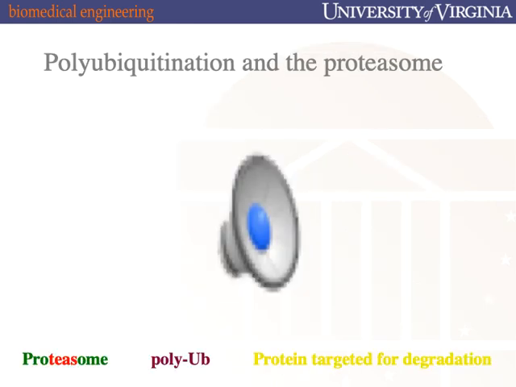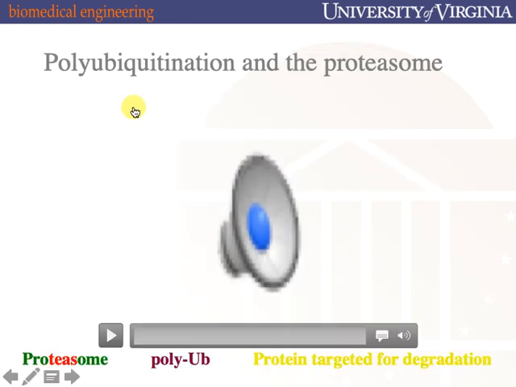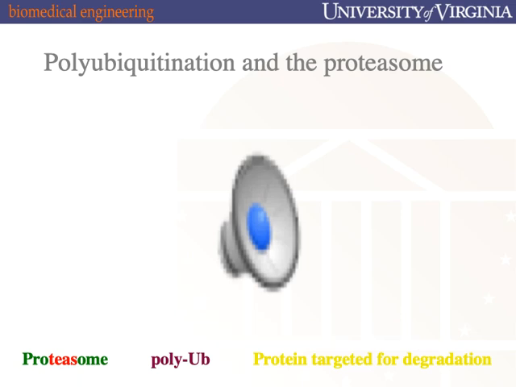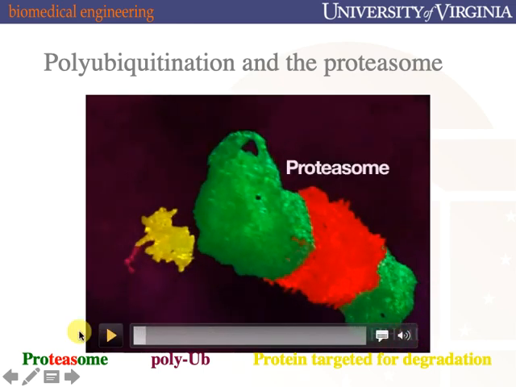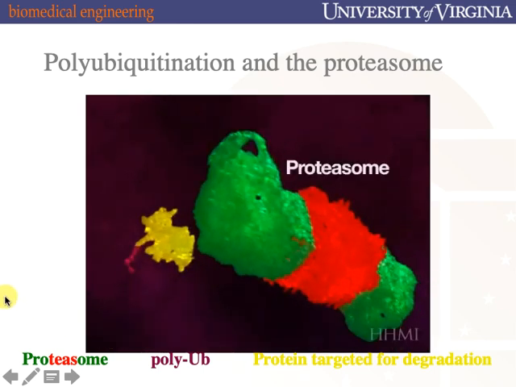I'm going to try to time this here. We have a little movie for a polyubiquitinated protein and its degradation by the proteasome. Proteasome is on the left-hand side. It's a big garbage can with a lid. You'll see the lid open in a moment. And that is also sort of like a paper shredder, too, because everything that goes in, what comes out on the back end is totally shredded to pieces.